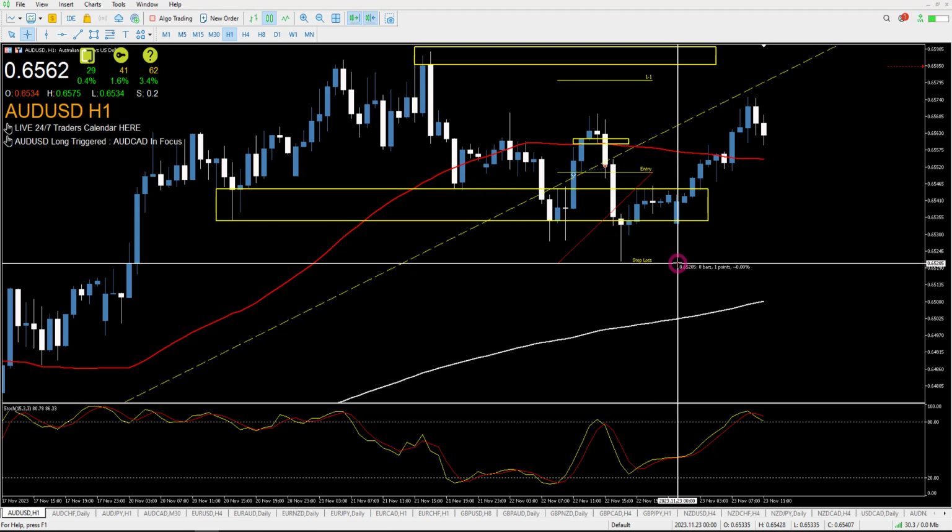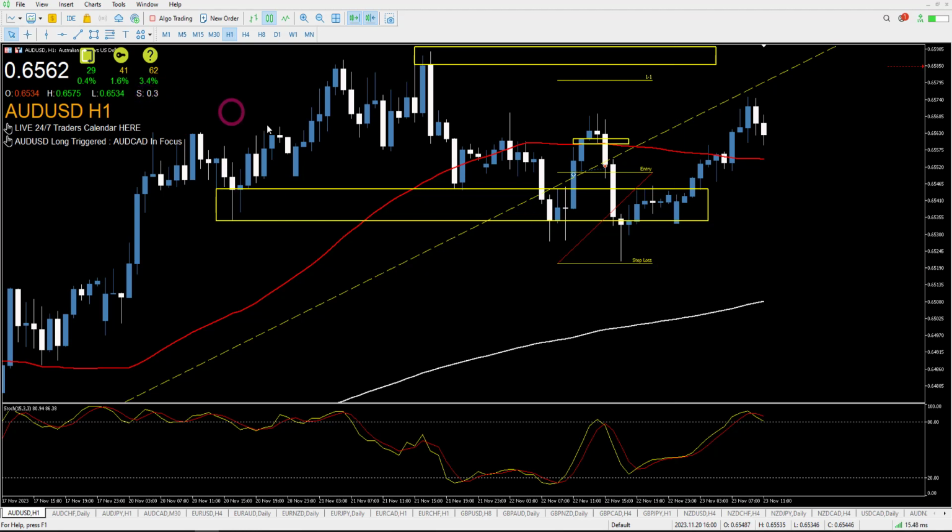0.6520. So price actually came in within 6 points of that. Depending on spread, you can see the spread's quite low on Aussie US dollar, then you may have stayed in this position. I got knocked out at break even, obviously, you can see that there.